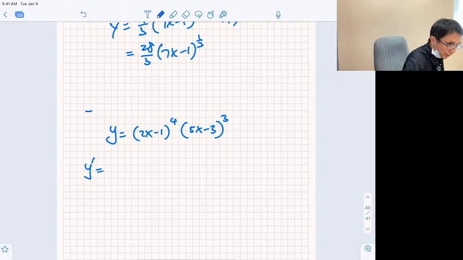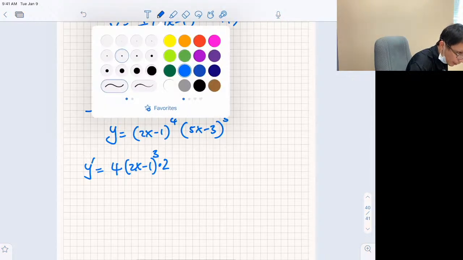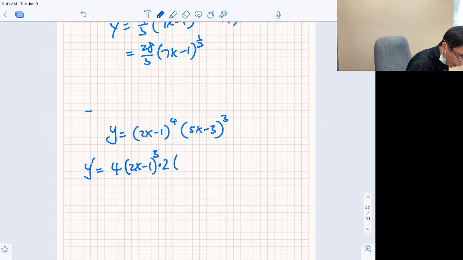I'm going to take a derivative of this part first. So it's going to be 4 times (2x minus 1) to the 3rd. Does that make sense? Now, am I missing something? Times 2 from the inside. Good. And then we are okay here. Now we're going to leave the second part alone here. So here it's going to be (5x minus 3) to the 3rd. Are we okay here?